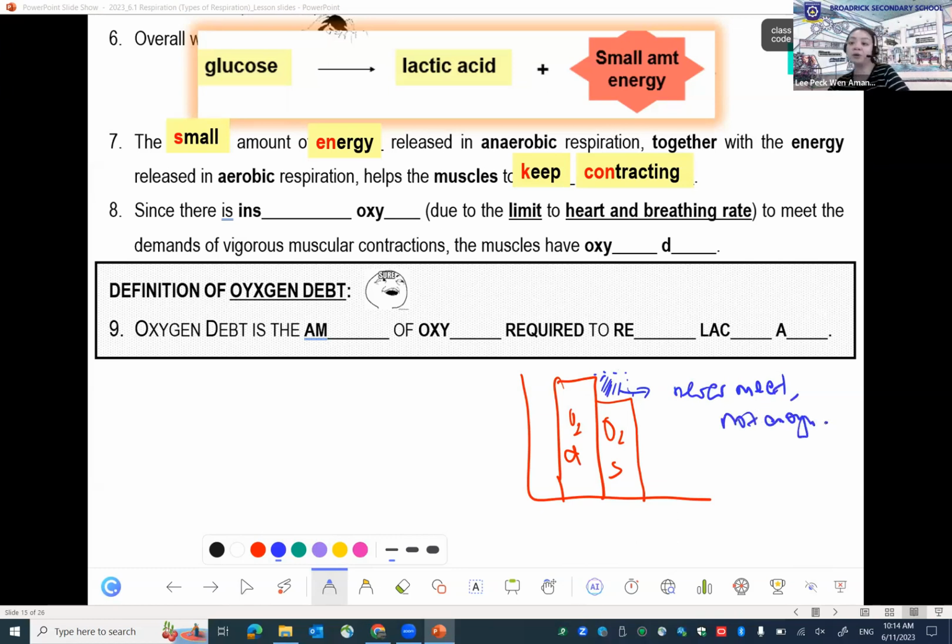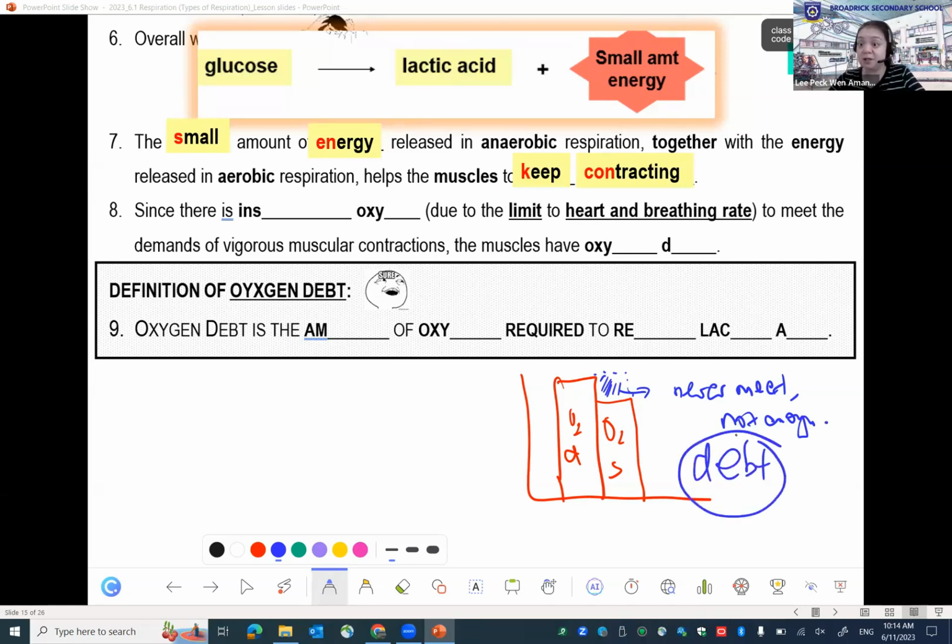Since your body cannot supply enough oxygen for your muscles to keep on contracting via aerobic respiration, it's very similar to why you go to a bank or a loan shark. If you have sufficient money, you won't have to borrow anything, right? But because you borrow money, you are what we call suffering from a debt, DEBT.